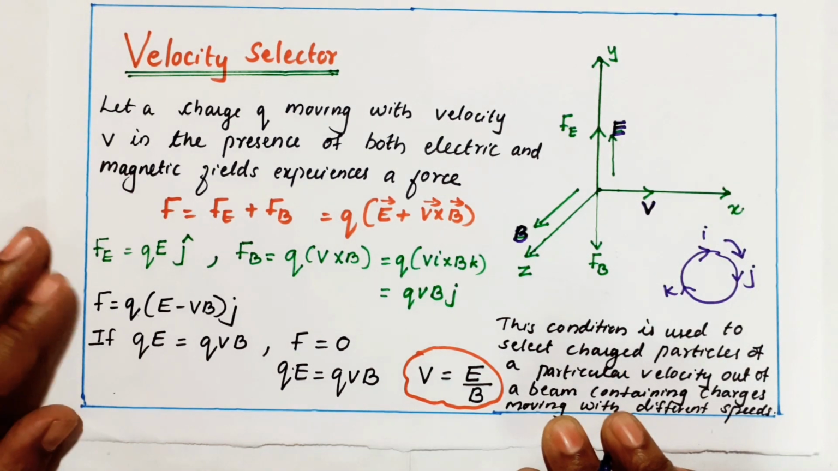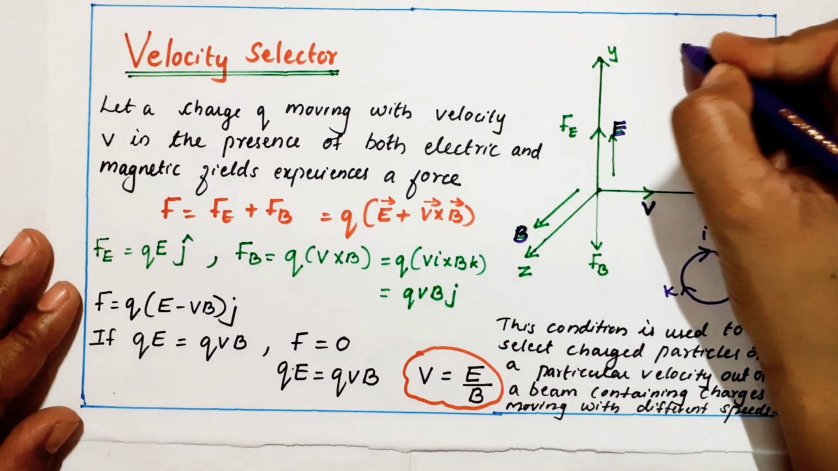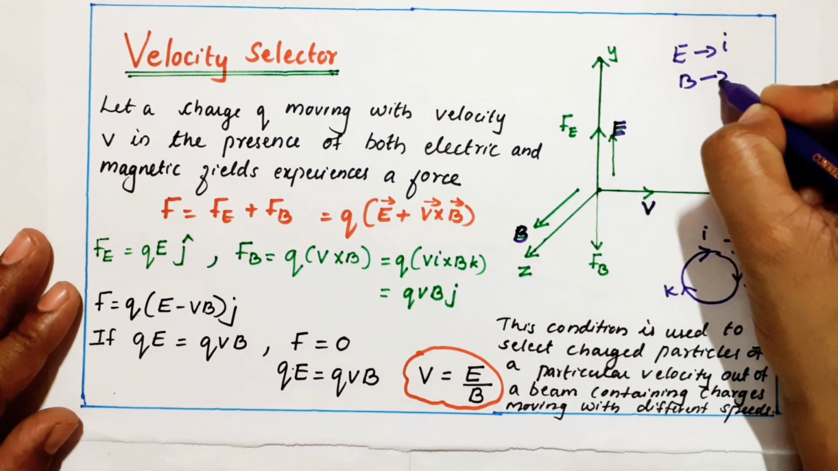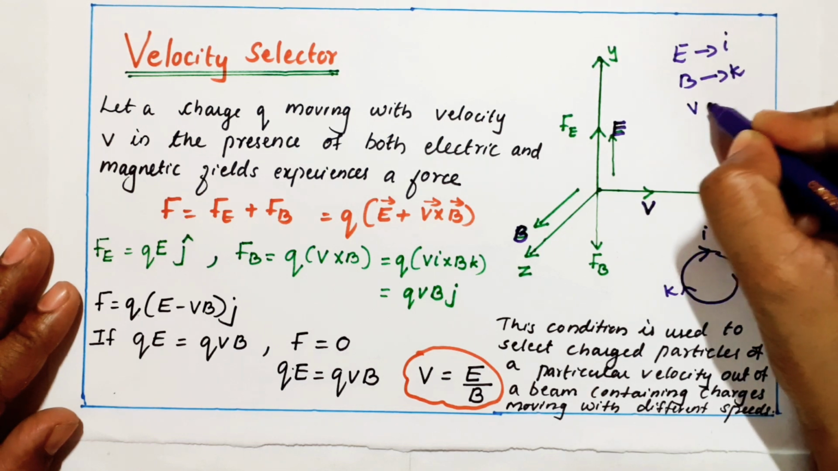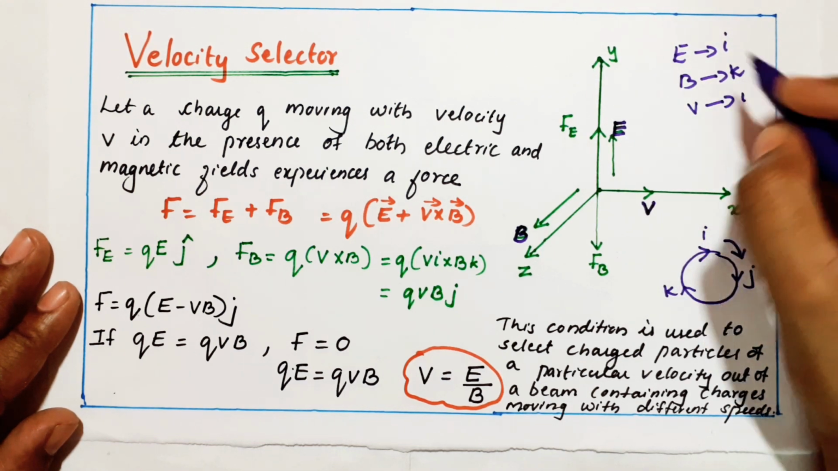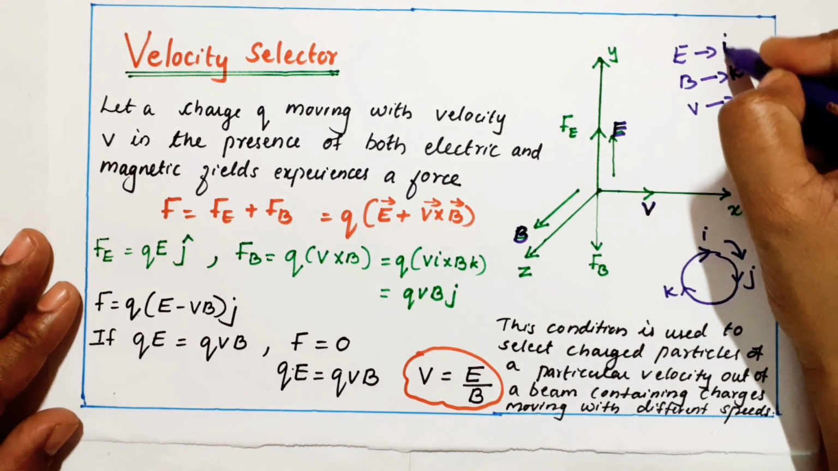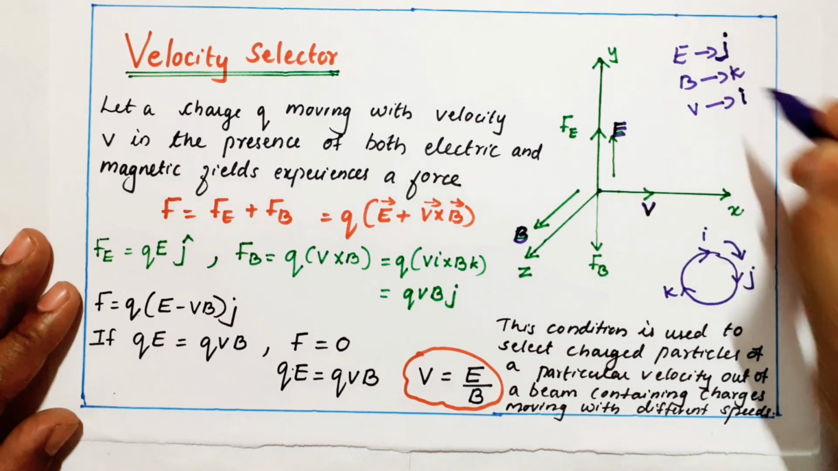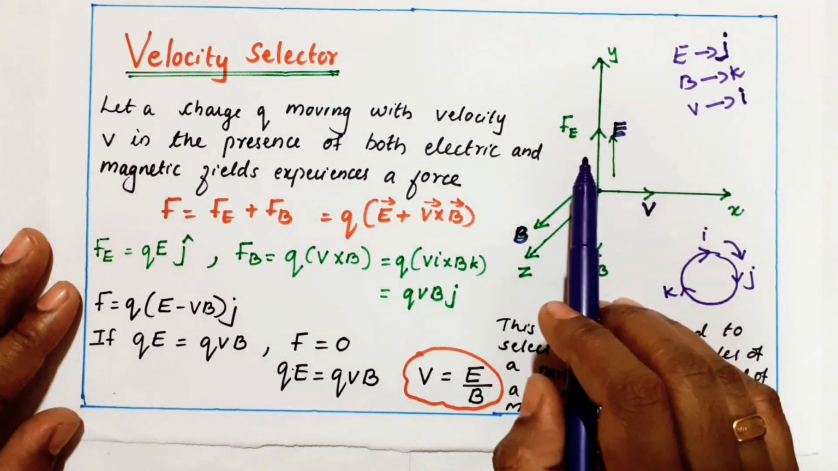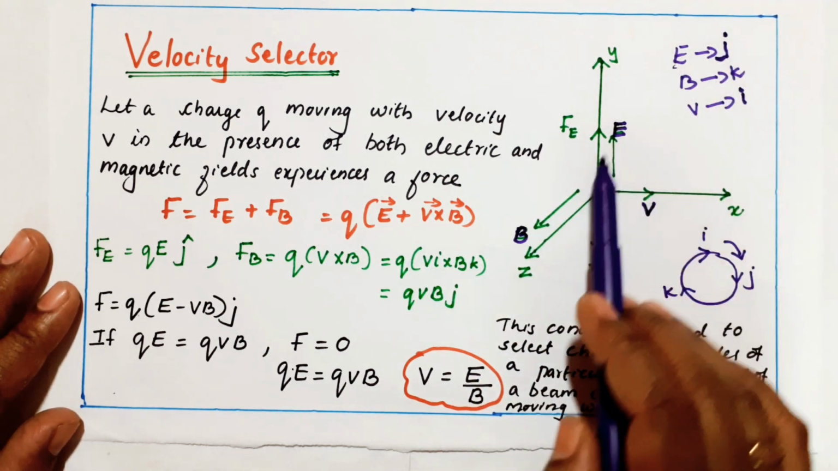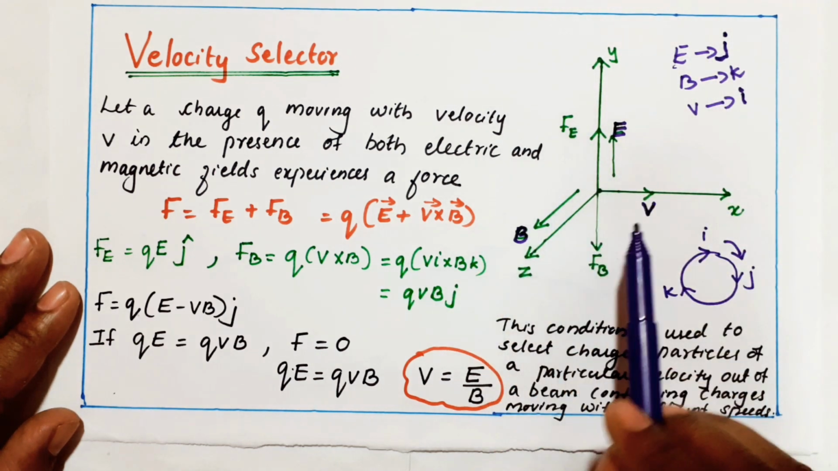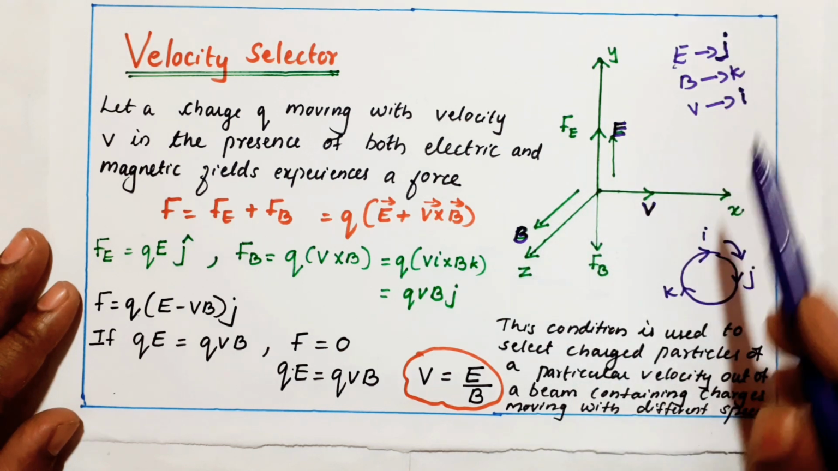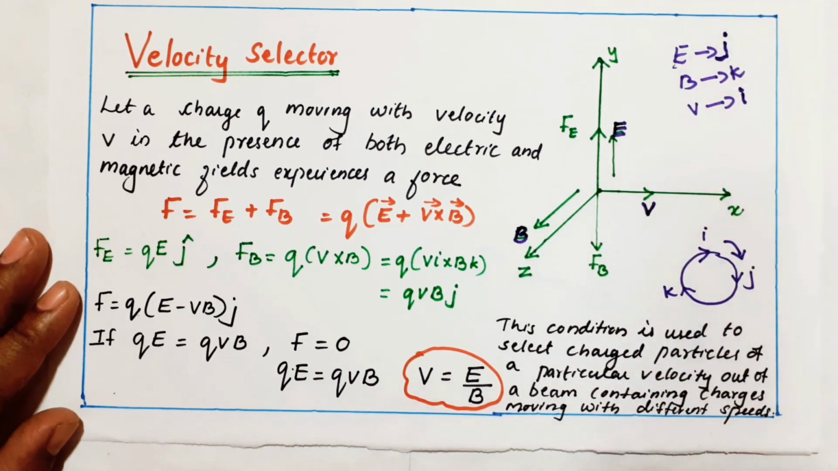So I am just writing here, the electric field is along the y-axis, that means j. The magnetic field is along the z-axis, that is k. The electric field is along which axis? Y. Velocity is along which axis? X-axis. I'll repeat. According to this diagram, the electric field is along y, that means j. Magnetic field is along k. And the velocity is along i.